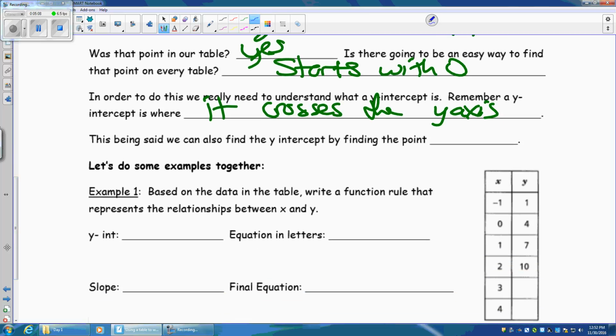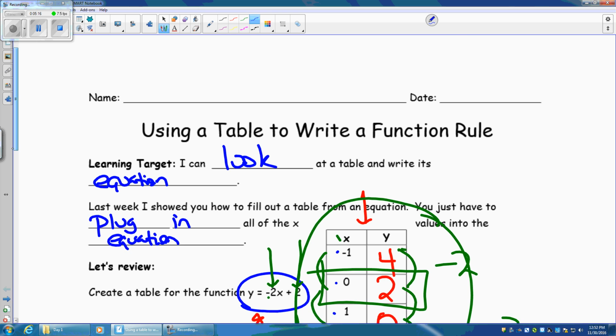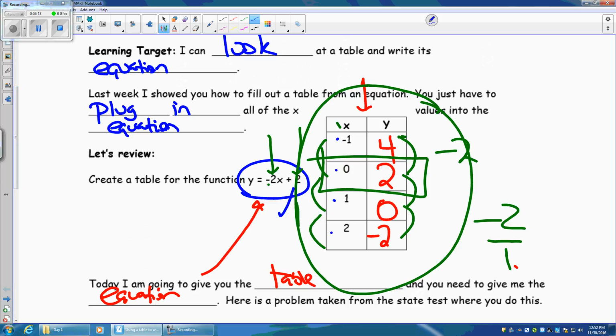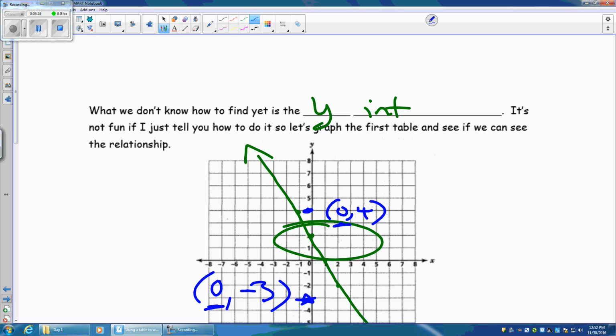So this being said, we can find the y-intercept by finding the point 0, comma, and it's going to be something different for every single one. Like that one up there was 2. And if you look at the equation for it, it says 2, because it's 0, comma 2, which is why I've been stressing you to say 0, comma, whatever it is in each one of ours for the past like 2 weeks.